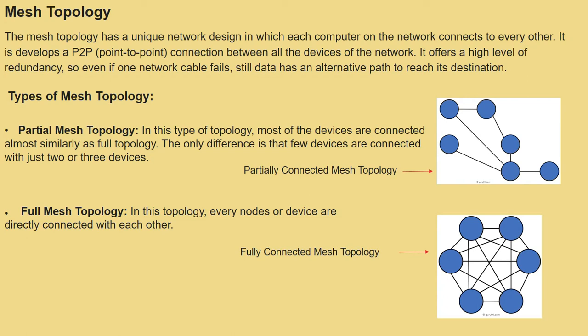Now, what types of mesh topologies are there? The mesh topology is also divided into some sections. That is your partial mesh topology, and another one is your full mesh topology. So what is partial mesh topology?